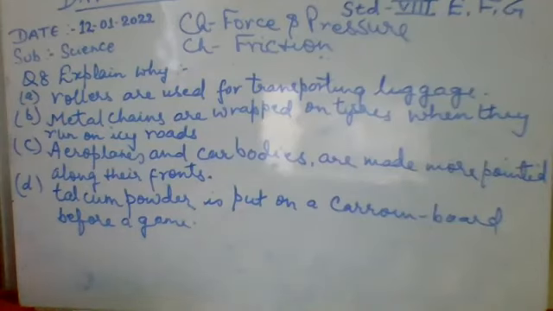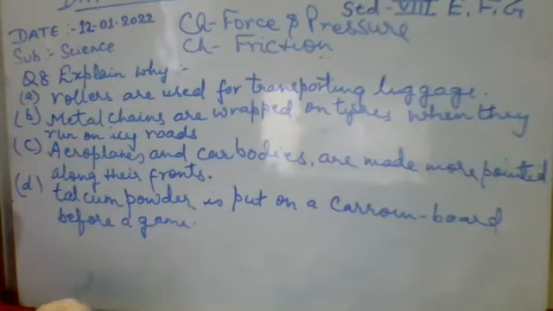Okay, Prince Kumar, are you ready with the answer? Yes, ma'am. Okay, tell. Ma'am, metal chains are wrapped on tires to increase the friction between the tires and the ice. Icy roads. Okay. Because without friction, we cannot move. So according to the situation given, you can elaborate your answers. Next one.